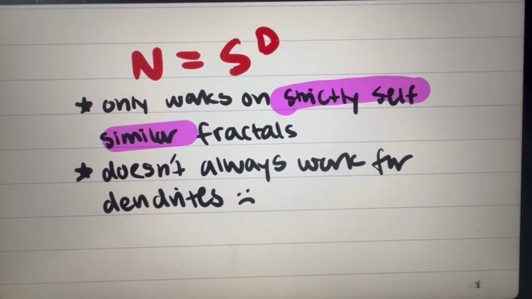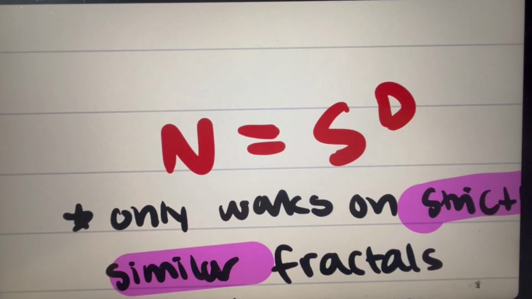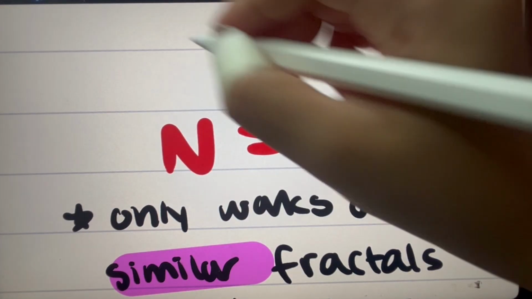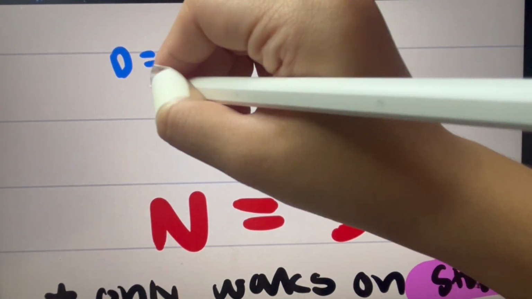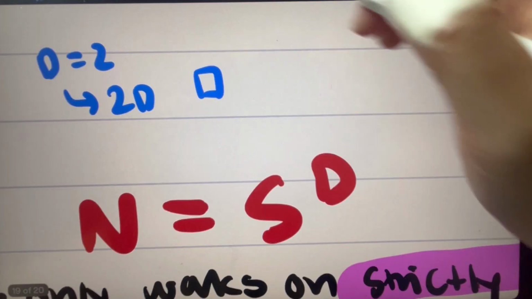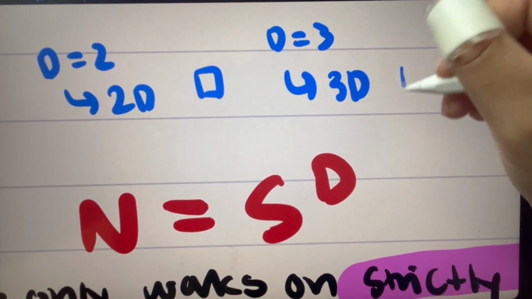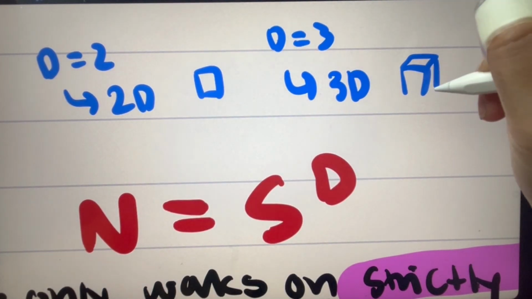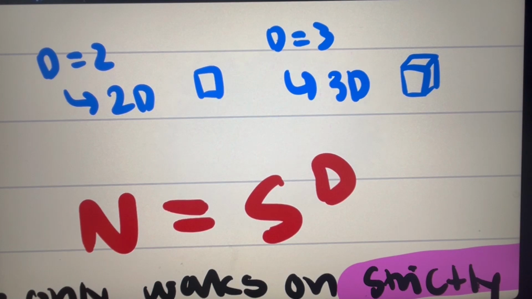For example, if D equals 2, then it's a 2D object. We can also see that N and S are directly proportional. The smaller the scale, the more likely we will find repeating patterns of the fractal. So for example, if we're looking at this tree here, a 3D object, if the scale factor is 7, then the smaller branches within that scale will be roughly around 343.